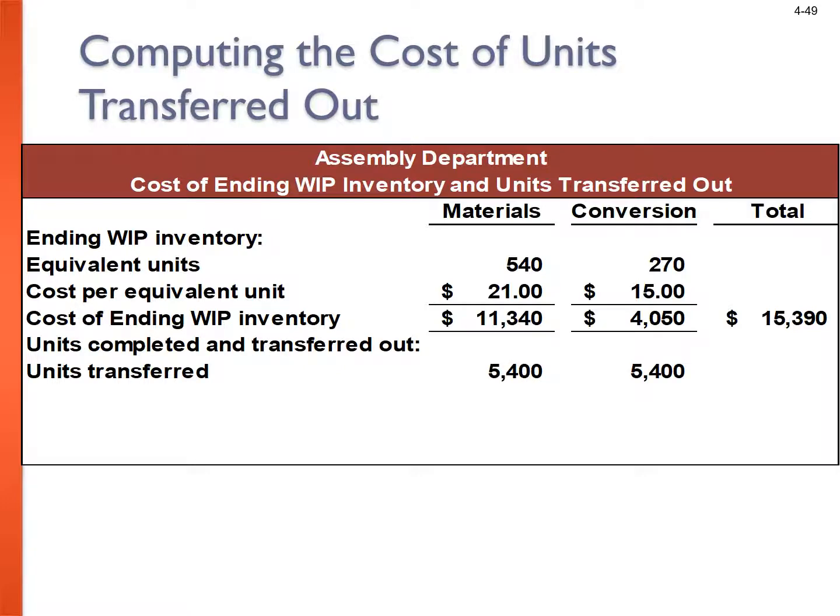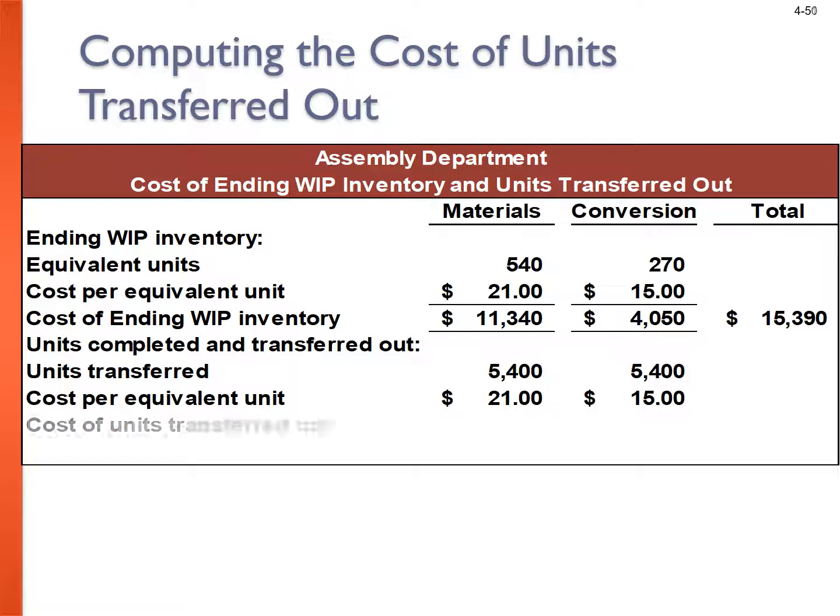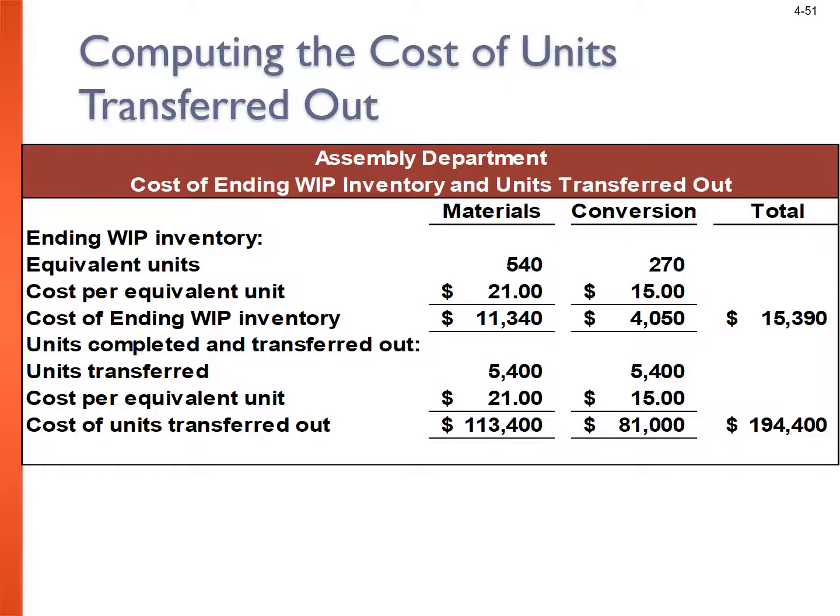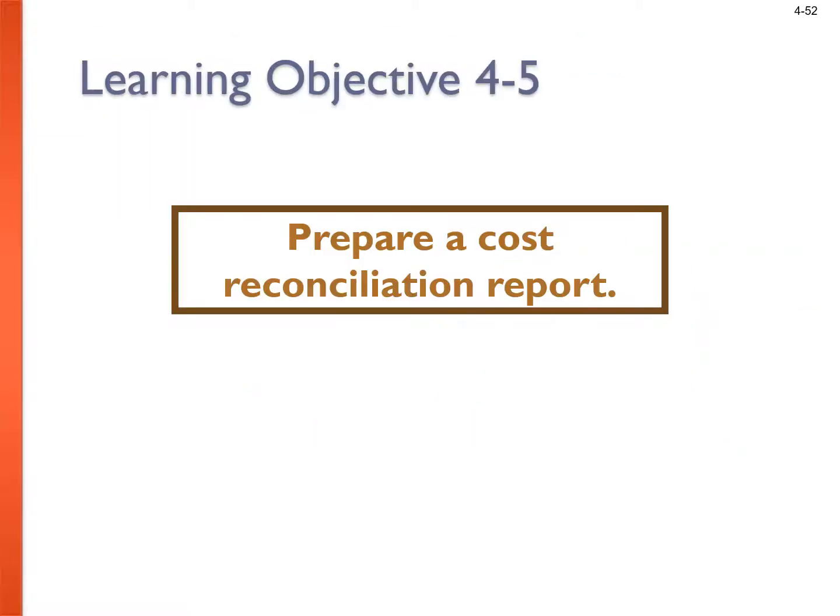When it comes to the ones that are transferred out, there are 5,400 that were transferred out. We will multiply each of those by the cost per equivalent unit. So the amount that should have been transferred to the next department or to the finished goods, 194,400. Whoops. Sorry, I know I went kind of fast there. So if you have any questions on that, please make sure you let me know. And there's also another example of that on page 172. So you can take a look at that.